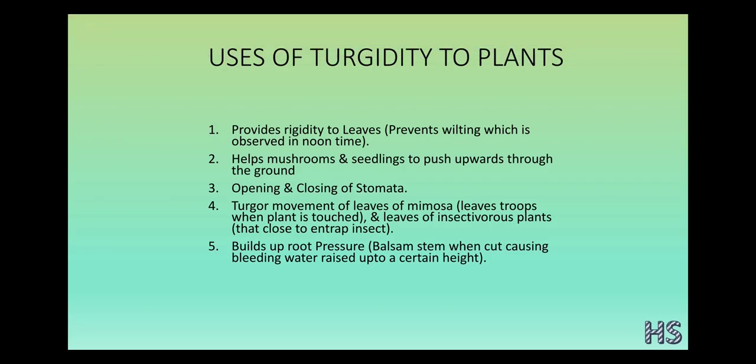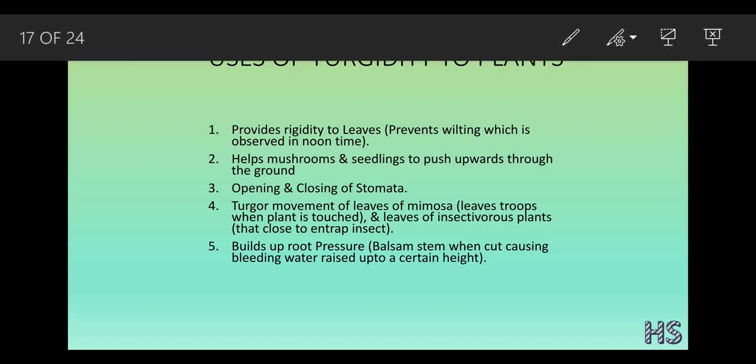Now, uses of turgidity to plants. So we have understood the word turgidity. Turgidity in an easier sense means swelling up, and flaccidity means shrinking up. Now, uses of turgidity to the plants. It provides turgidity to leaves, prevents wilting, which is observed during the noon time.